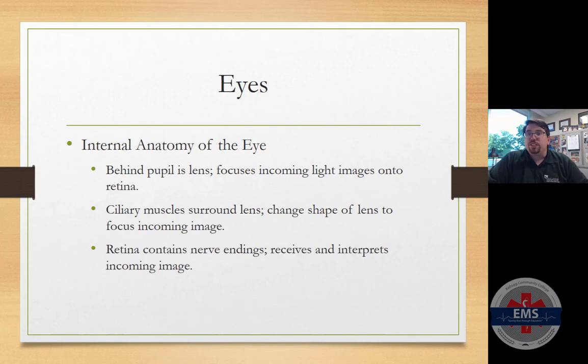The retina itself is going to be the primary component, which contains nerve endings, and it's the portion of the anatomy that receives and interprets incoming images, right? So one of the things that can happen oftentimes is someone can have damage to their retina or retinal detachment from specific types of trauma and things of that nature. Those are going to be where the nerve actually is separating from the globe portion or the structure of the eye.